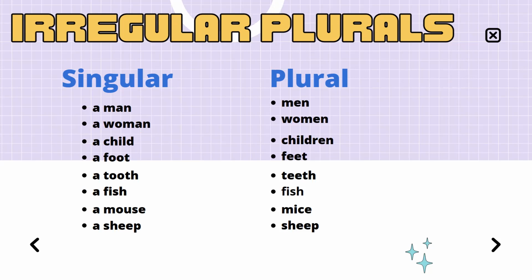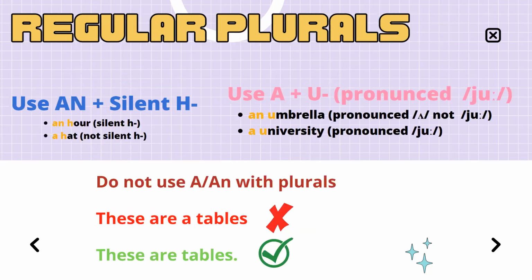So, in singular, it would be a man or a woman. In plural, it would be men or women. A child, a foot. Children, feet. A tooth, a fish. Teeth, fish. A mouse, a sheep. Mice, sheep.